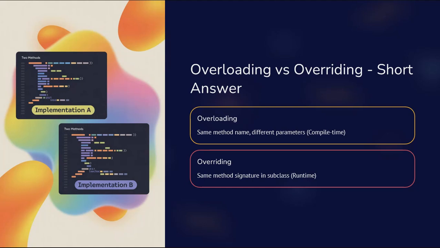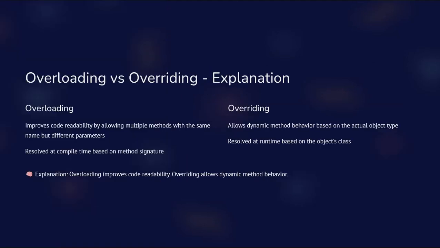So in overriding, you need inheritance. Overloading improves code readability by allowing multiple methods with the same name but different parameters, resolved at compile time based on method signature. While overriding allows dynamic method behavior based on the actual object type, resolved at runtime based on the object's class. So overloading improves code readability and overriding allows dynamic method behavior.